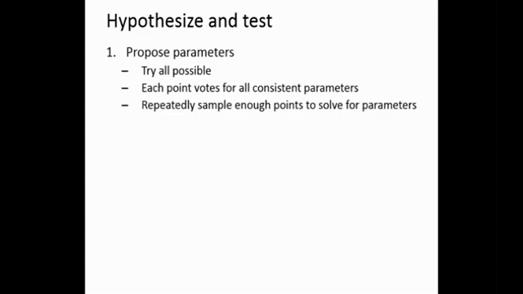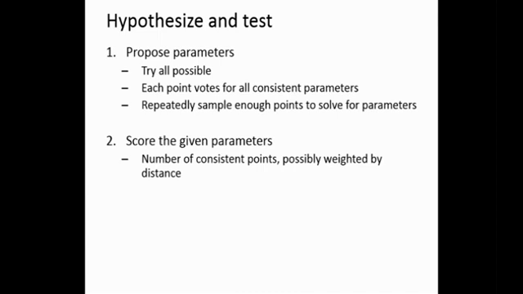There's another class of methods that I want to go into more detail on. These are used quite extensively in computer vision, and I call them hypothesize and test methods. The idea is that first you propose a set of parameters. You could try all possible parameters. You could say that a point is going to vote for all the parameters that agree with that point. That's a Hough transform. Or you could repeatedly sample a small subset of points and then solve for parameters with those points, like RANSAC. I'll describe those two algorithms soon.